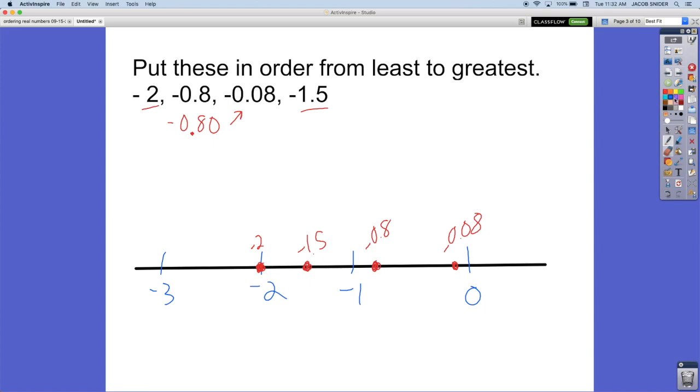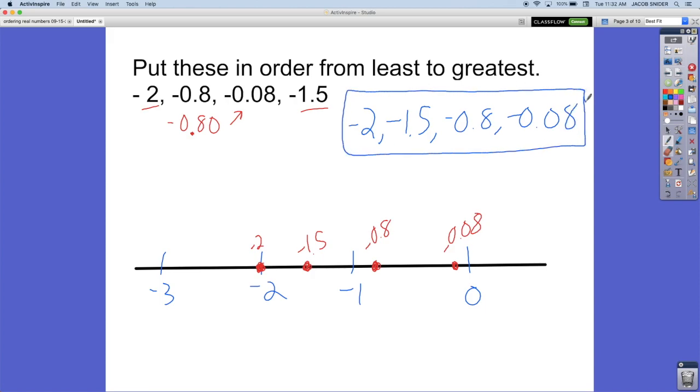So now I can put them in order from least to greatest, just reading off my number line. I got negative 2, negative 1.5, negative 0.8, and negative 0.08. I have a feeling that if I just told you to list them without showing you the number line or thinking about it, you might have had them in a different order. Okay? So pay attention to that when we go.